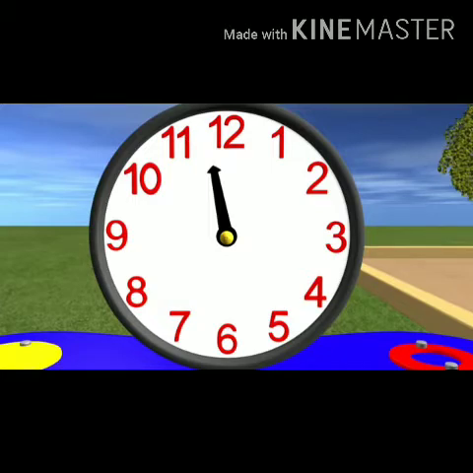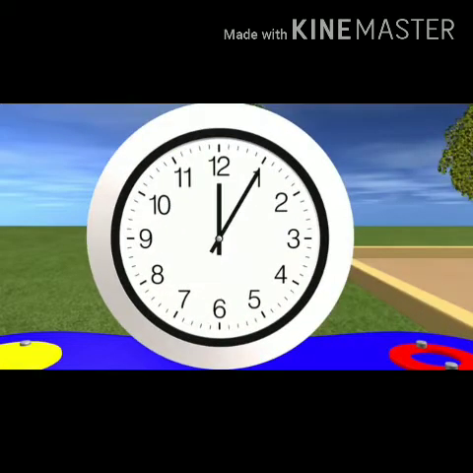Here we have the hour hand in between two numbers, that is 11 and 12. We have to say the time is 11 o'clock or 11 something, not 12 o'clock or 12 something. This clock has an hour hand and a minute hand. While telling the time, we always look at the hour hand first.